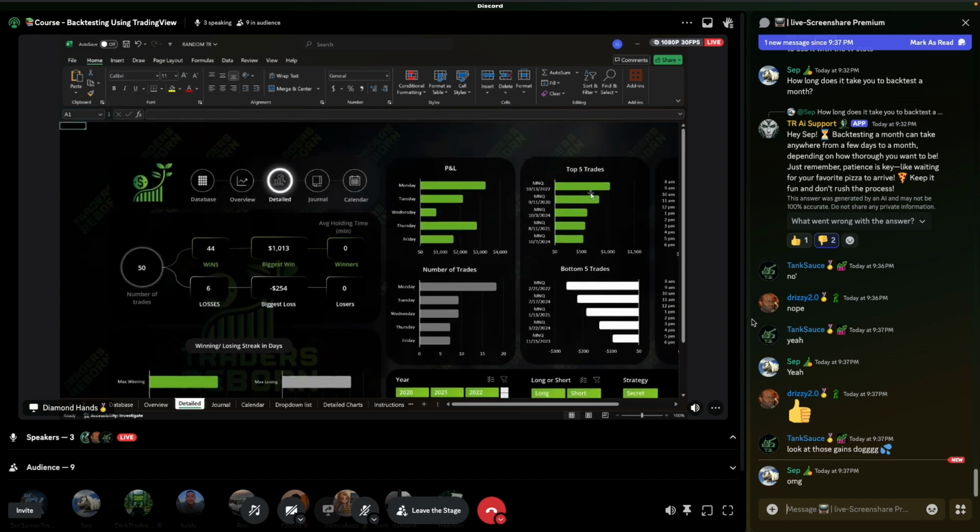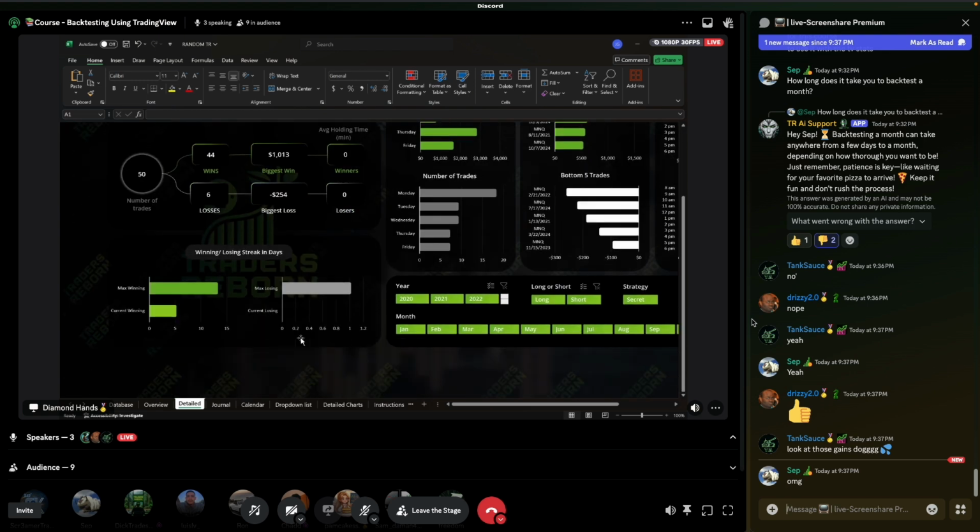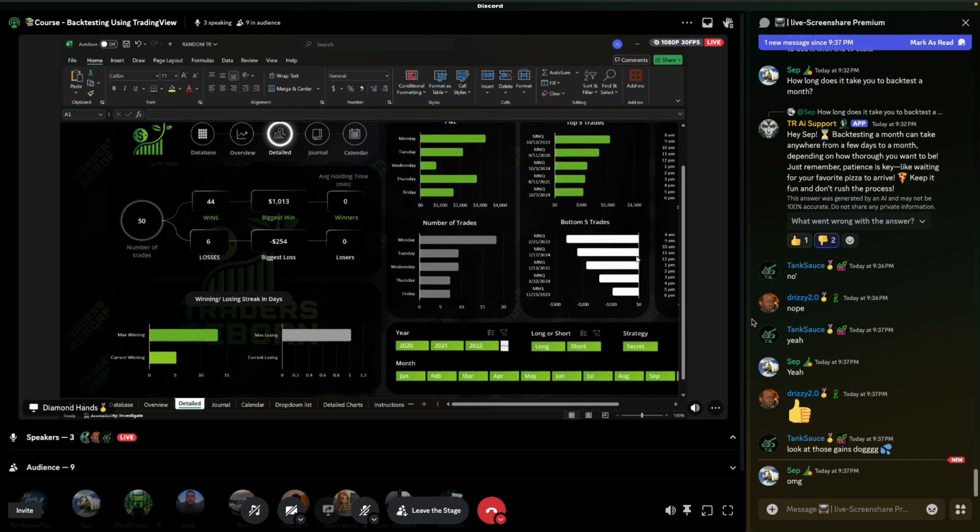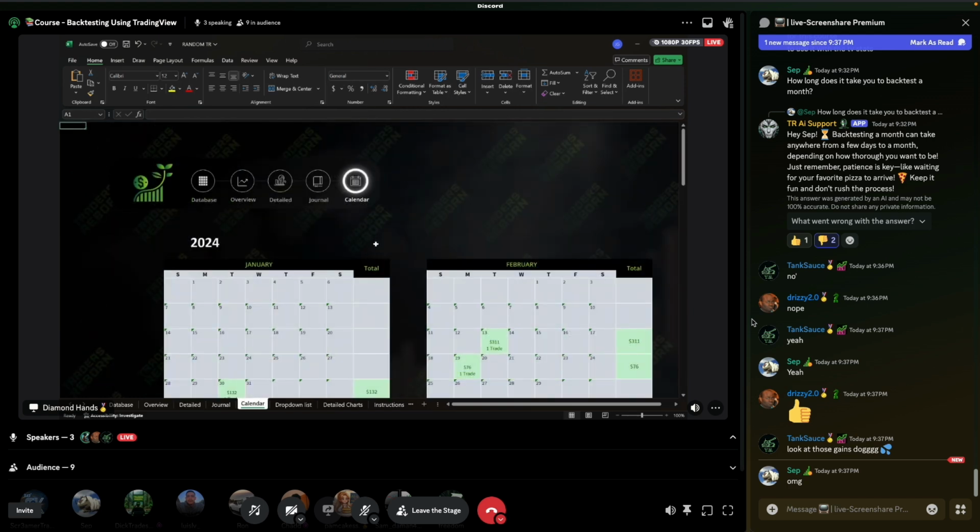Here I can see my top 5 trades and my 5 bottom trades. I could see that Mondays and Thursdays are my better days, so far. Wednesday, not so much. So maybe focus on Mondays, Tuesdays, and Thursdays, right? It's pretty neat. I think Tank and Slim did this. It's pretty nice. You also have your calendar, right?